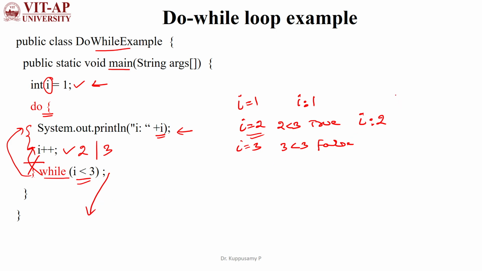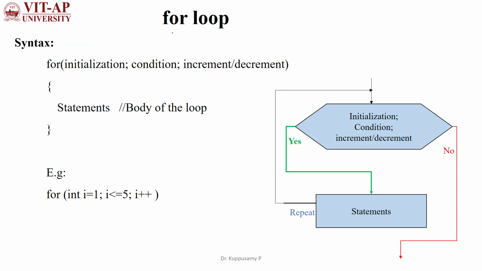So now our output is 1 and 2 as per this example. So the condition is checked after executing the block of statements at least once. So it is called exit level condition checking. Next one is the for loop.